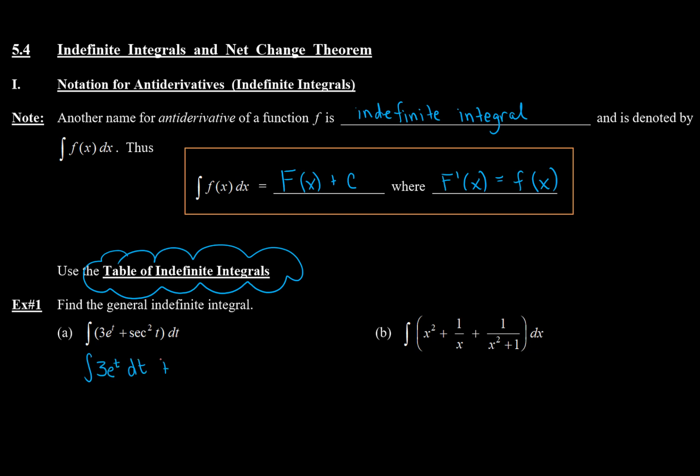Now, you could take the integral one term at a time, and you could write it out like that, or take the integral of each one. All right, so the 3 here is going to go along for the ride. The integral of e to the t is e to the t. The integral of the secant squared of t is the tangent of t. Remember, we take the derivative of the tangent to get a secant. And then don't forget your plus c.